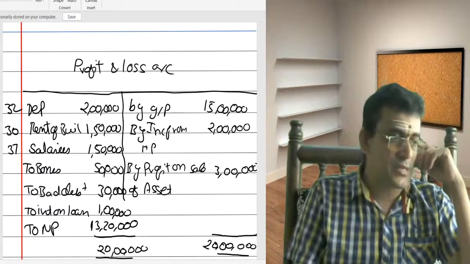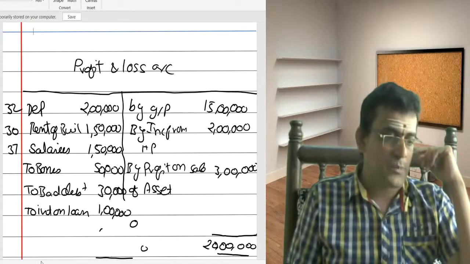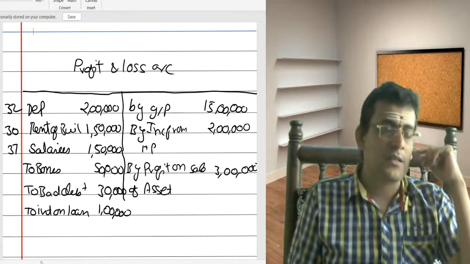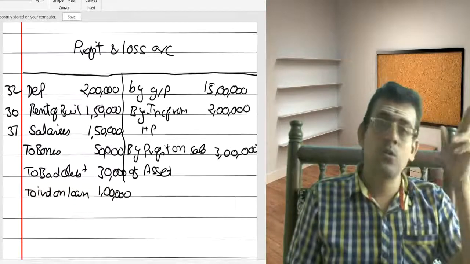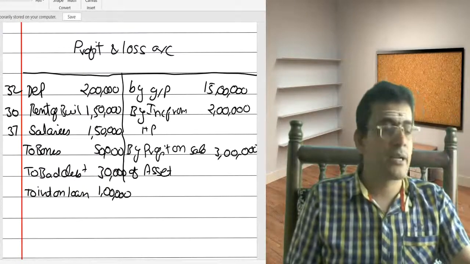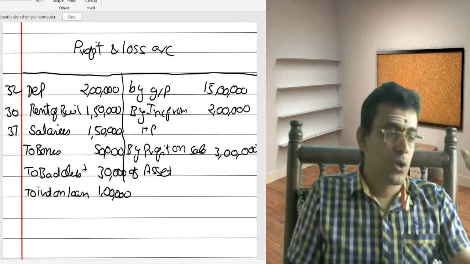Now let me change this example slightly and consider a few more aspects, then we can understand the difference. Whenever the profit and loss account is given, I should understand whether the things which are debited can be taken as deduction or not. Now let me put one more thing here.